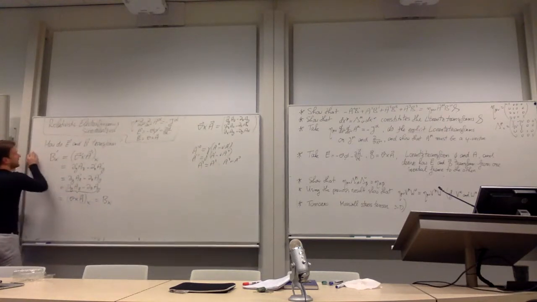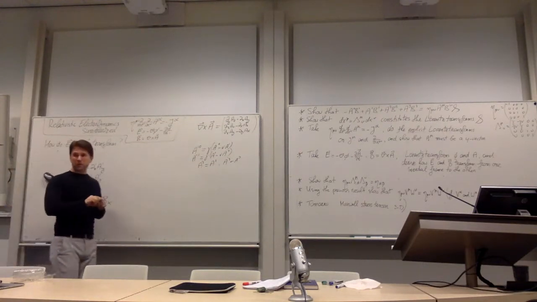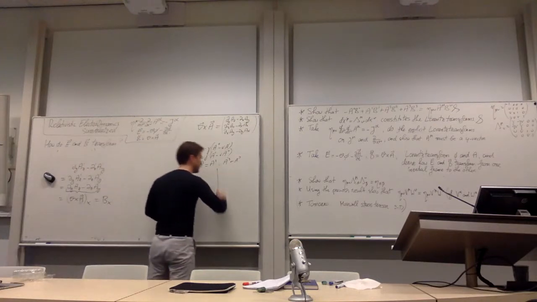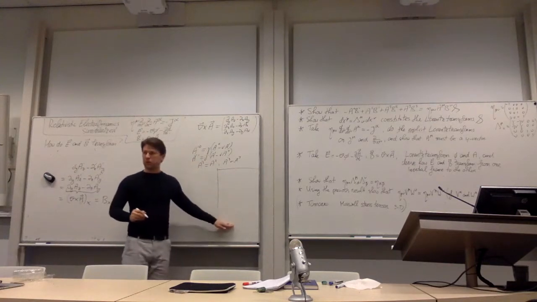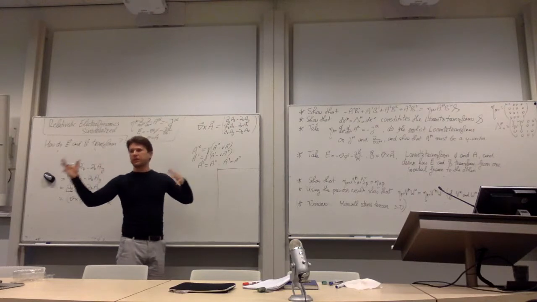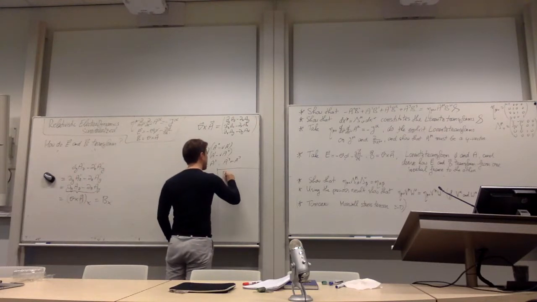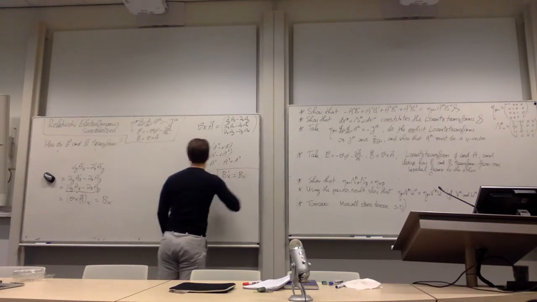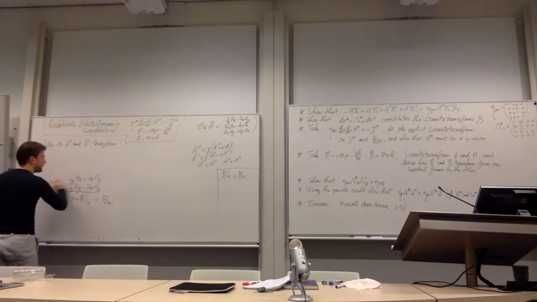Okay, so we have found one particular rule. We need 6 of them to complete everything, to connect all the B's to all the E's for the 2 observers. One we have found: Bx primed is the same as Bx. Okay, good. Next one was Ez.